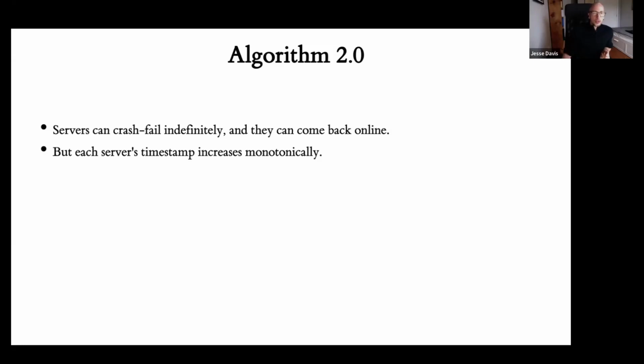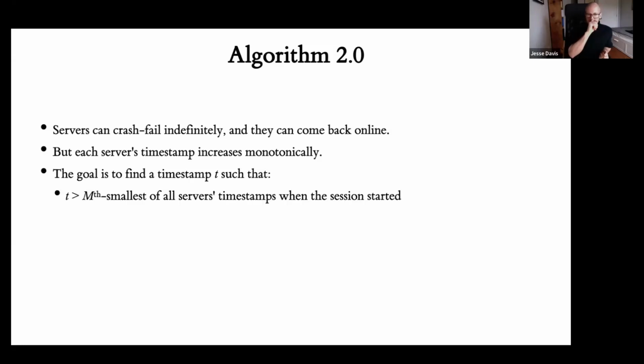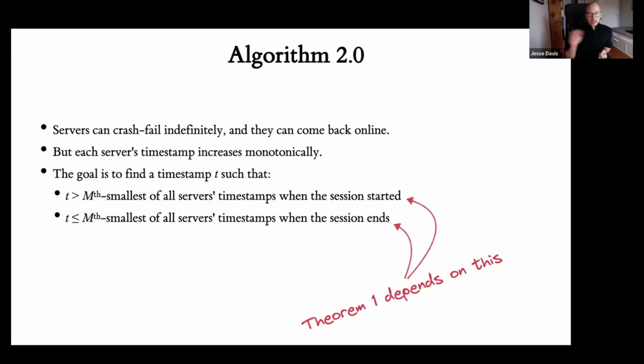Now, the goal of algorithm 2 is to find a timestamp which is greater than the nth smallest of all servers' timestamps when the session started, and less than or equal to the smallest of all servers' timestamps when the session ends, because these are the two facts that theorem 1 depends on. So we need to be sure that these two things are true, even if we can't talk to all the servers because some of them are crashed or partitioned.